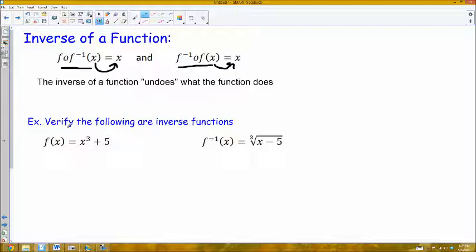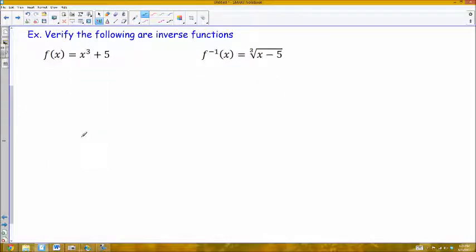And this definition of inverse functions gives me a way for verifying whether a set of functions are in fact inverses. So in order to verify a set of functions are inverses, I need to do both of these compositions, and if both compositions give me back the value x, the functions are then inverses. So here's an example of that. Verify the following functions are inverses.